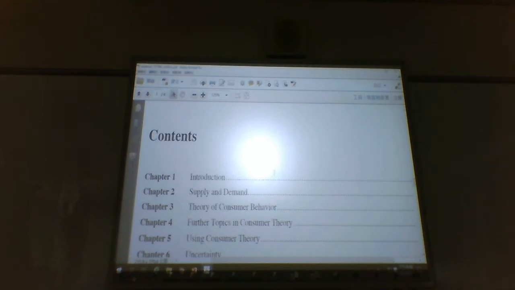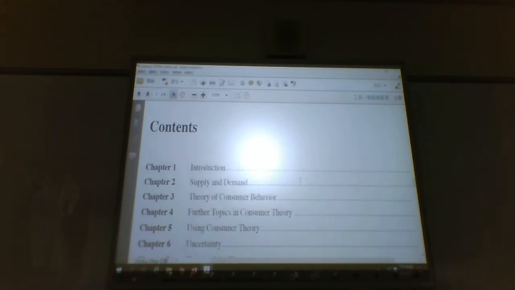So introduction, and then chapter two, supply and demand. If you have studied principles of economics, it should be very familiar to you, and there's nothing special here. So you have supply and demand, and we basically treat it as a function. Supply is a function of the price itself. When we talk about supply, it's over a period of time. Supply and demand, that's the same.